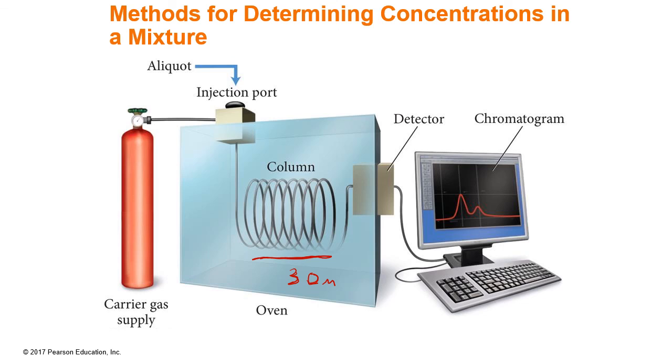Then it passes through a detector, which allows us to detect when that sample is coming off the column. The height or the area of the peak tells us the quantity of the sample that has passed through it. So these are just a couple different ways that we can monitor the kinetics of our reaction over time.